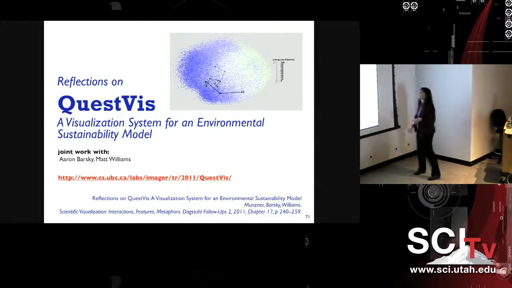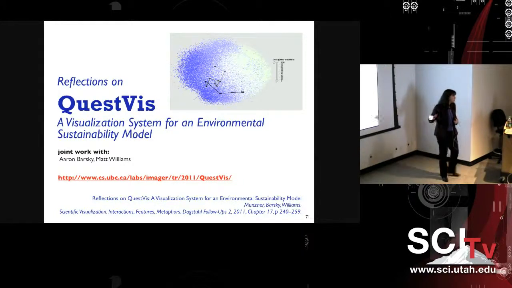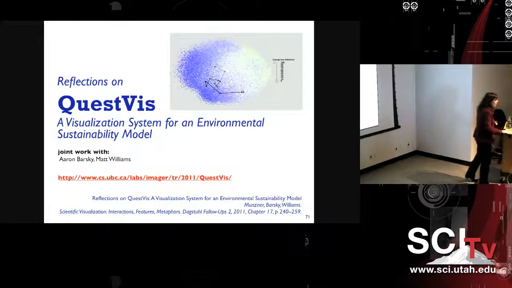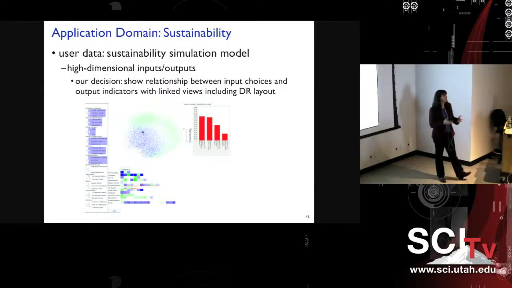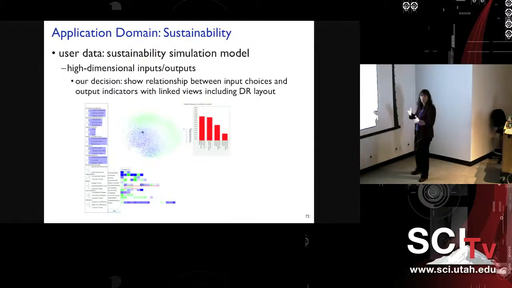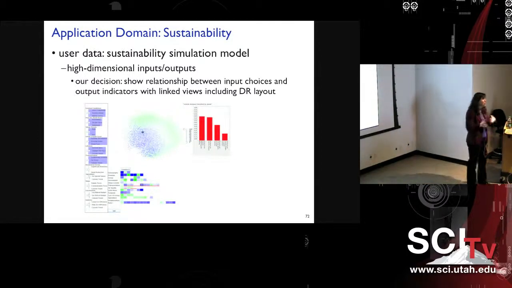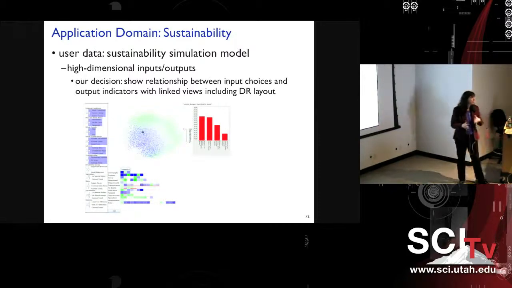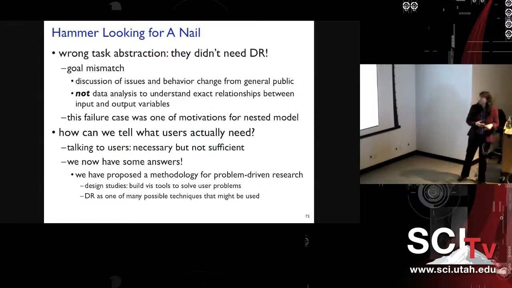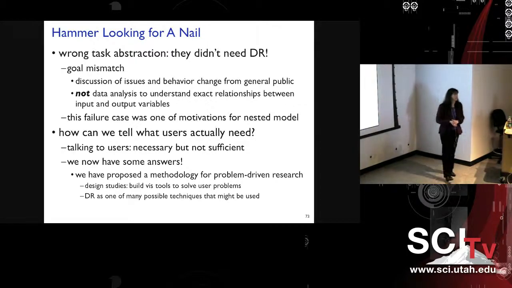So here was an interesting work. I don't often publish negative results, but this was one on reflections on QuestViz, which was joint work with Aaron Barsky and Matt Williams. And this was an interesting example where we had people come to us who were doing environmental sustainability modeling. And they had the simulation model that was a high-dimensional model with inputs and outputs. And we decided to help them understand what was the relationship between input choices and then the outputs of their model. And we would do a kind of classic visualization approach of having some linked views and showing them their output with dimensionality reduction. And after quite a long time, we discovered that really the answer was no, they did not need dimensionality reduction at all.